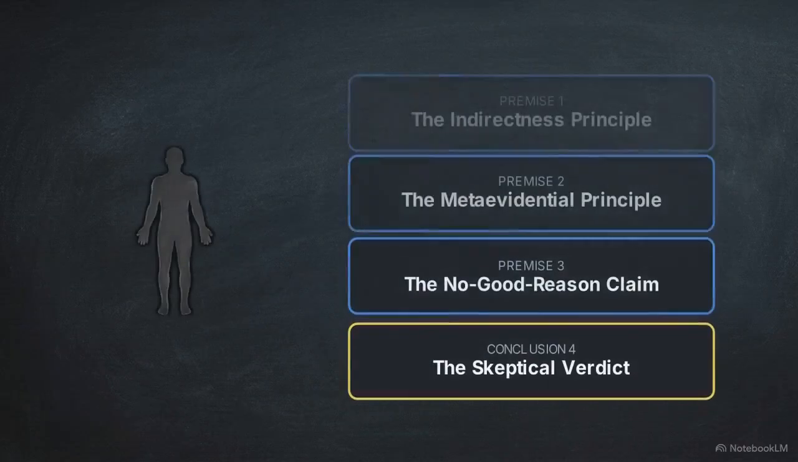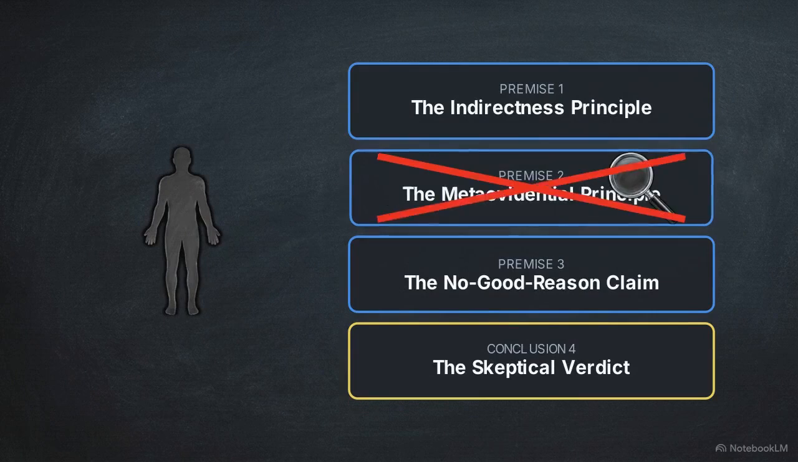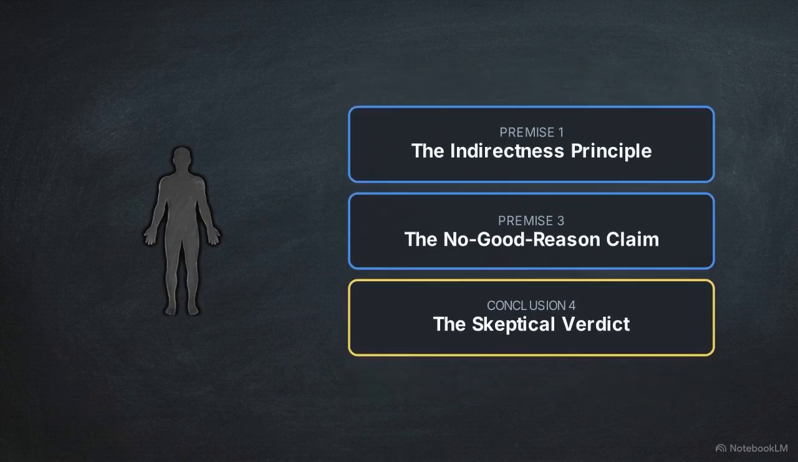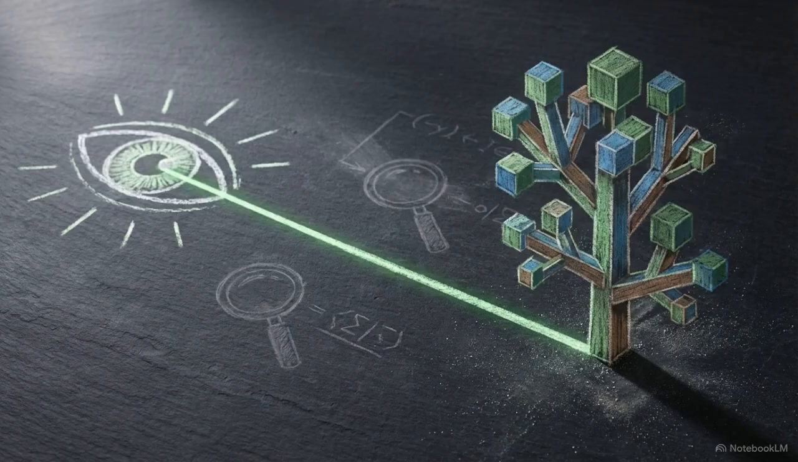To avoid the dilemma, modern epistemologists abandon the need for internal evidence entirely, removing premise 2, the meta-evidential principle, from the logical stack. The first modern replacement architecture is Siemens internalism, often referred to as modest foundationalism. Modest foundationalism is the view that perceptual beliefs about the external world are directly justified by perceptual experiences, without needing secondary beliefs to support them.